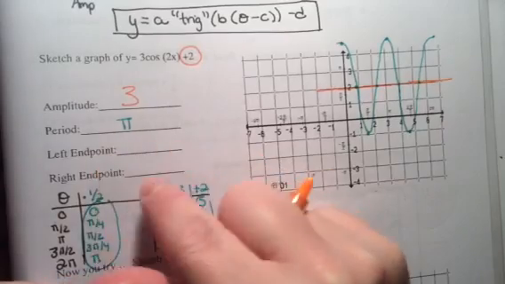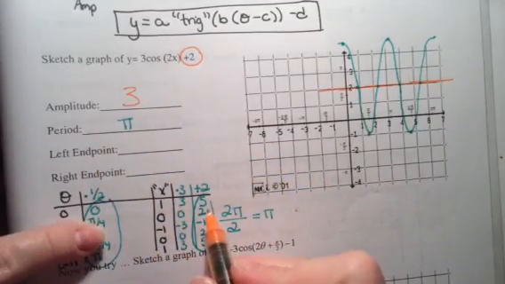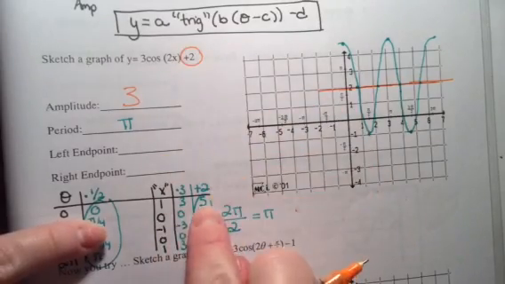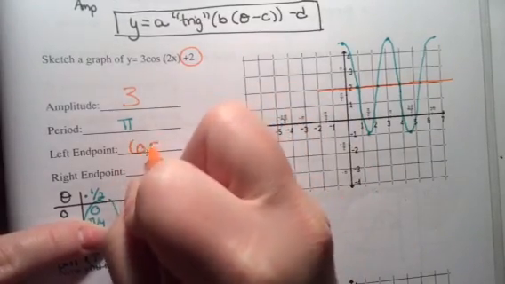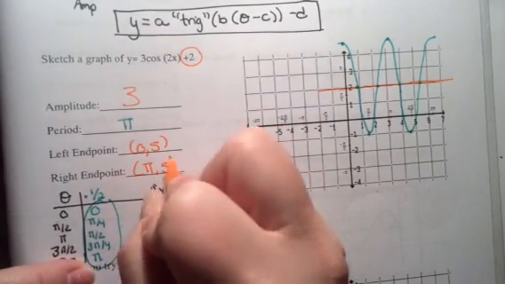My left endpoint and my right endpoint, those are the ordered pairs that you had in here. So my first ordered pair, which is my left endpoint, is (0, 5). And my right endpoint is (pi, 5).